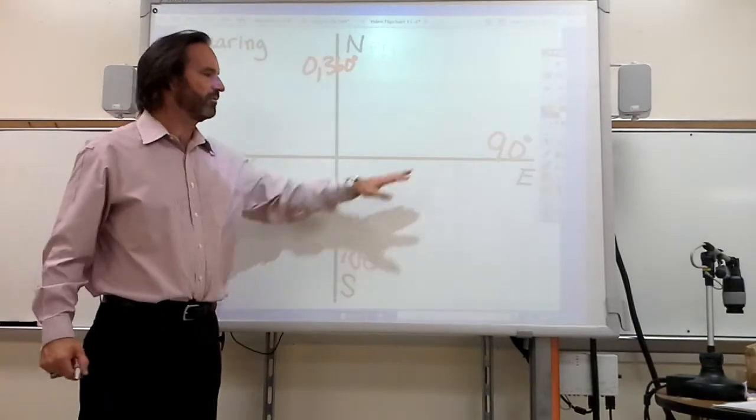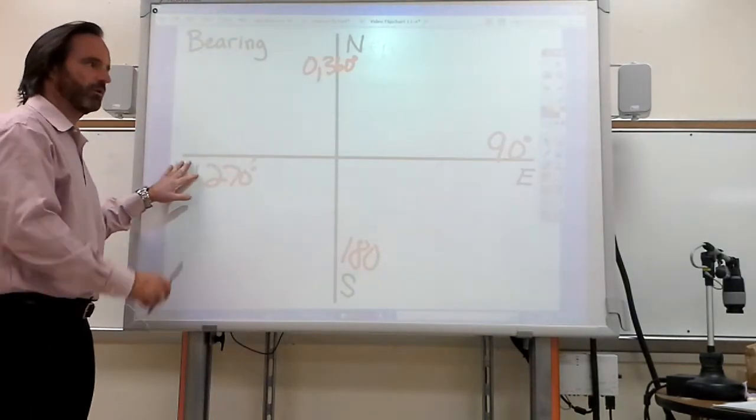So 180 is due south, and 090, 270. Okay. All right.